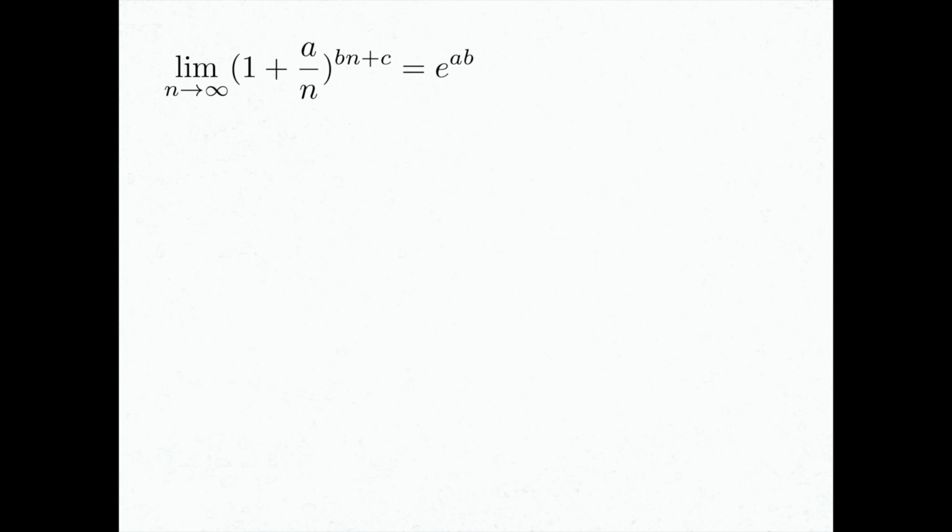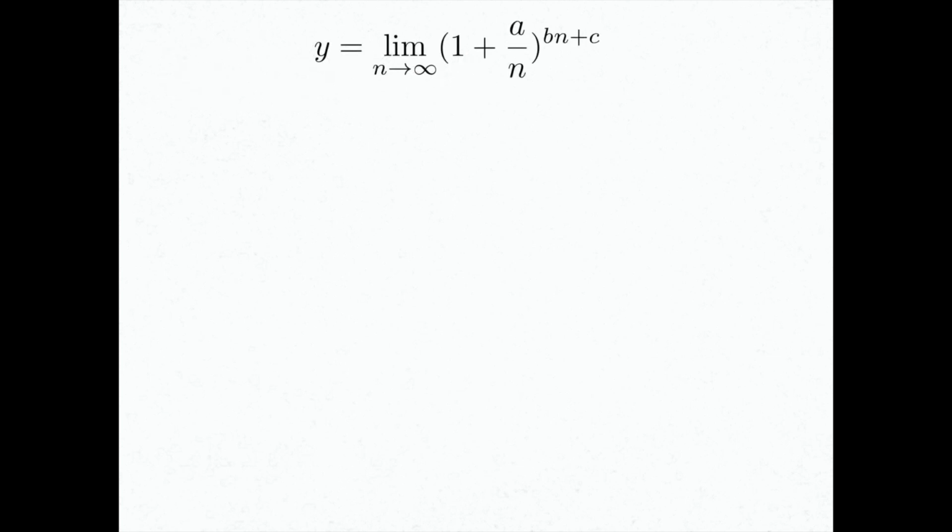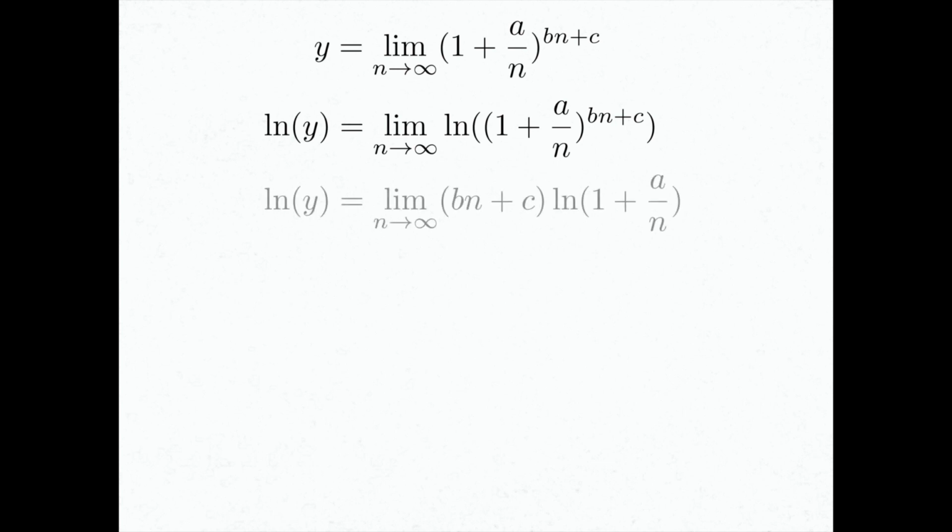To start, let's set this expression equal to y and try to solve for y. Now, we see an n in both the base and the exponent, so let's try taking the natural log of both sides to simplify this. Now, as you can see, we can use the natural log properties to bring this exponent in front of the natural log. This gives us the limit as n goes to infinity of (bn + c) times the natural log of 1 + a/n.